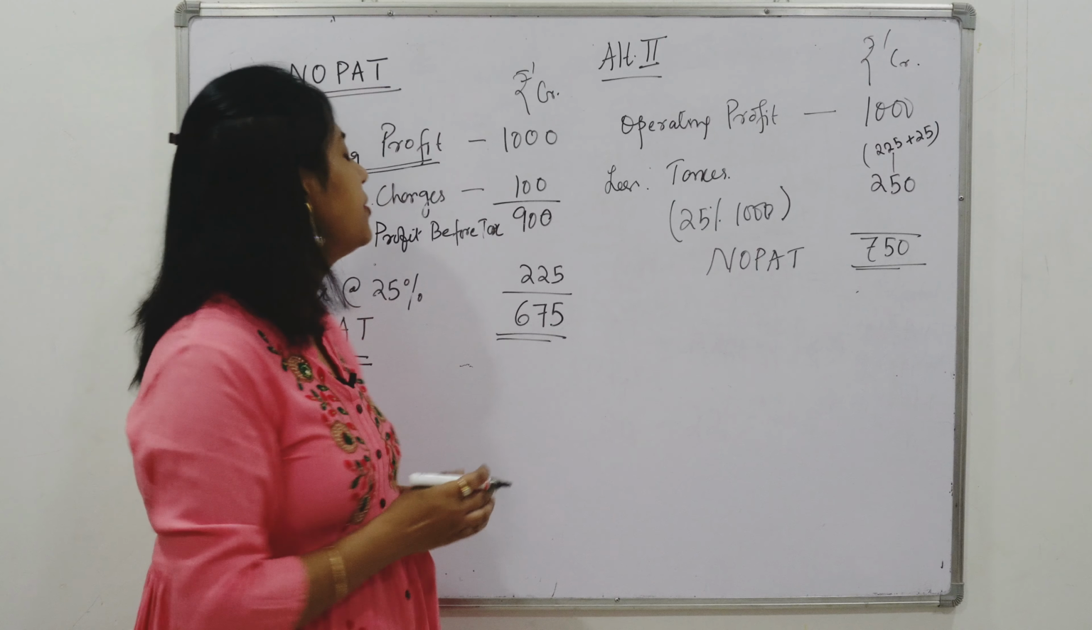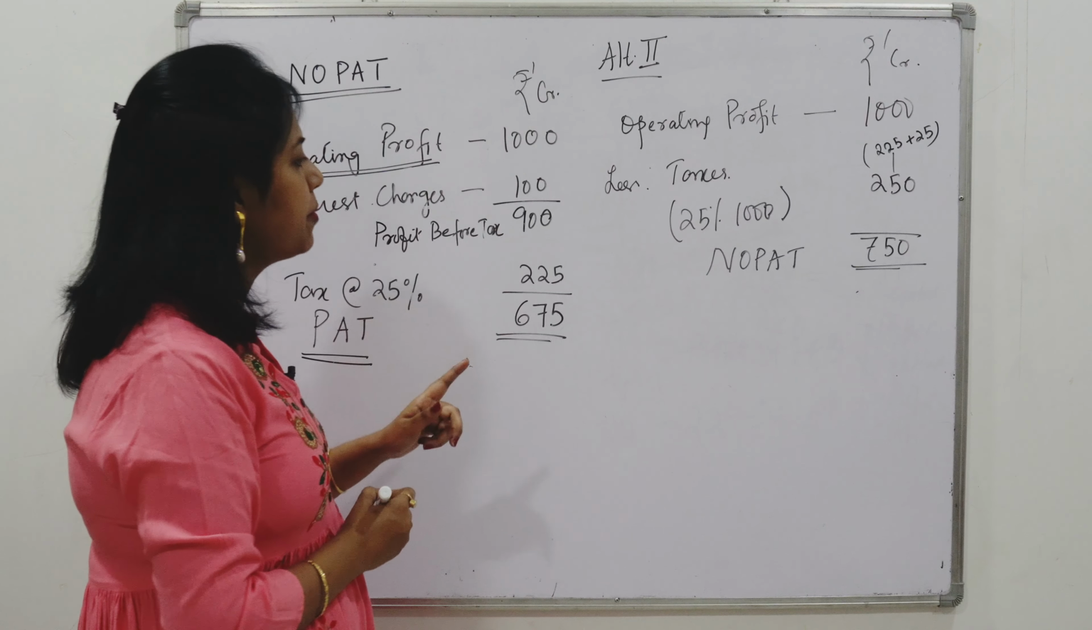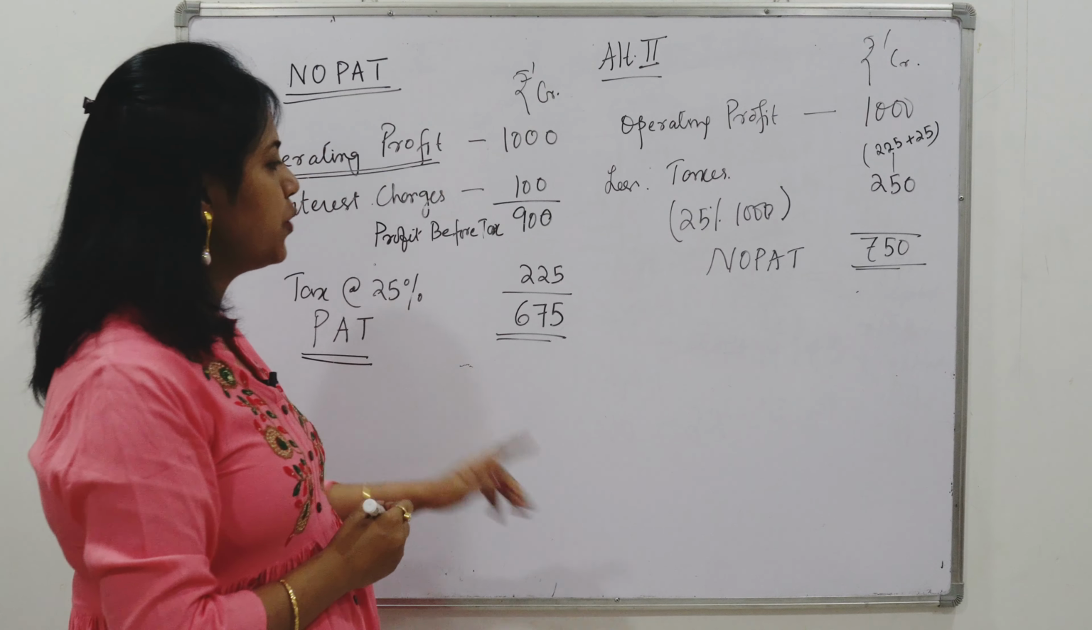But we should not stop here. What is our objective? Find out economic value added. And for economic value added, the first thing that we have to calculate is NOPAT. Right? So friends, for NOPAT calculation, you just have to keep in mind the interest charges and the tax advantage of interest that has to be adjusted.